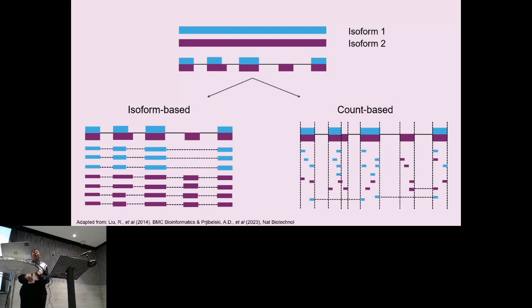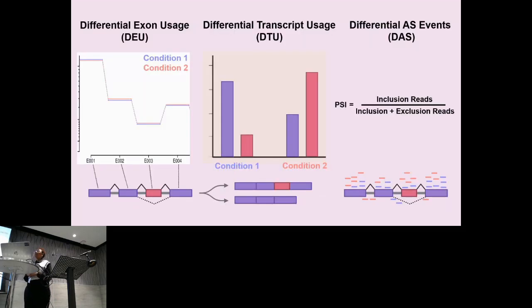Count-based methods have been shown to be more appropriate when analyzing short-read RNA sequencing data, as these methods provide a more straightforward analysis, and they avoid the challenges that are associated with constructing full isoforms using short reads. Some of the key count-based methods that are used to analyze alternative splicing include differential exon usage, differential transcript usage, and differential alternative splicing event analysis.